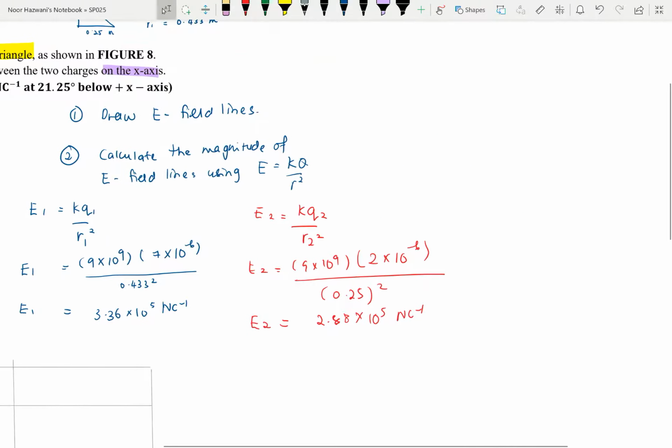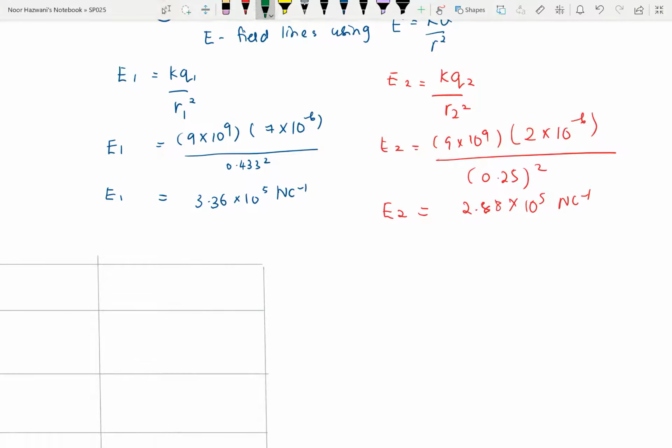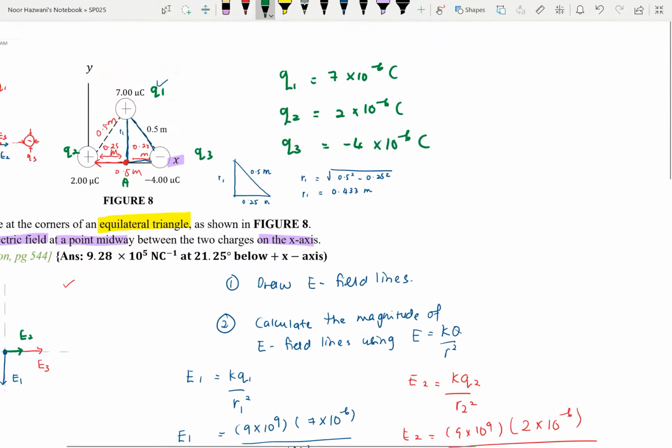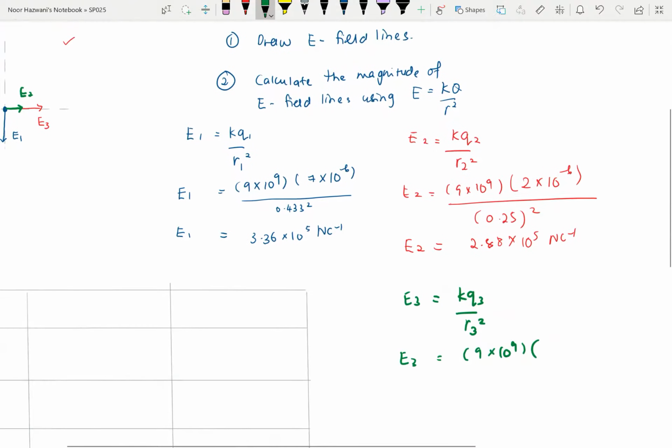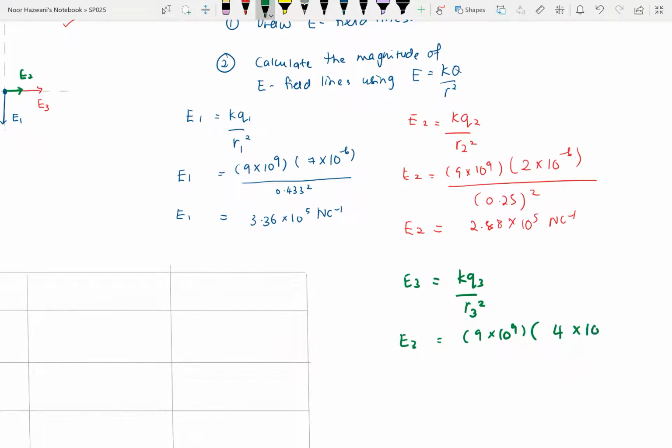Then the last one. Okay, you will calculate E3. Okay, so E3 equals KQ3 over R3 squared. So plug in the value for Coulomb constant. Then your Q3 adalah negative 4 times 10 to the power of negative 6. Tapi untuk kira magnitude, jangan sekali-kali masukkan nilai negatif. Okay, so I just put a note here. Di sini, jangan include negative sign of charge.